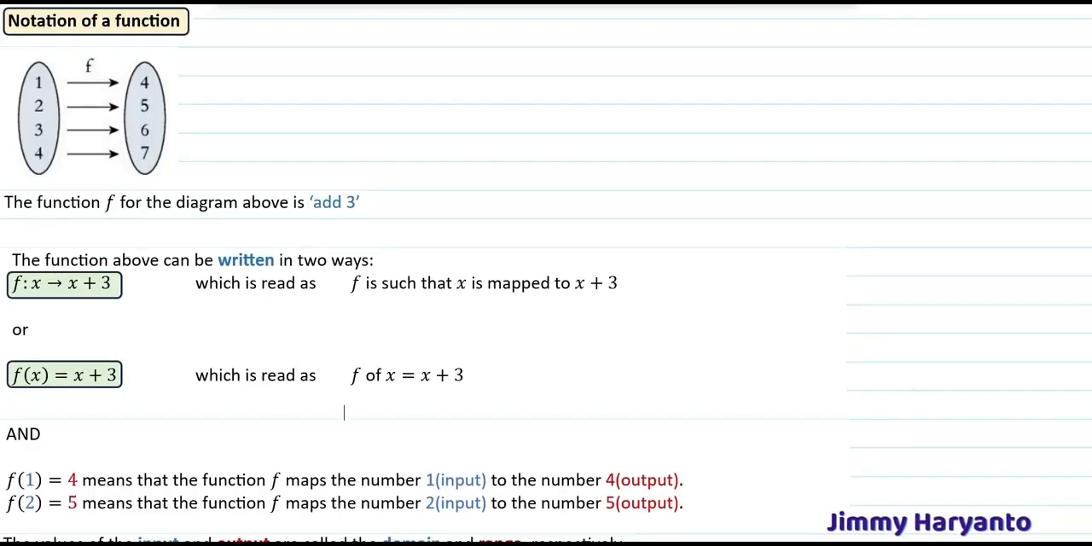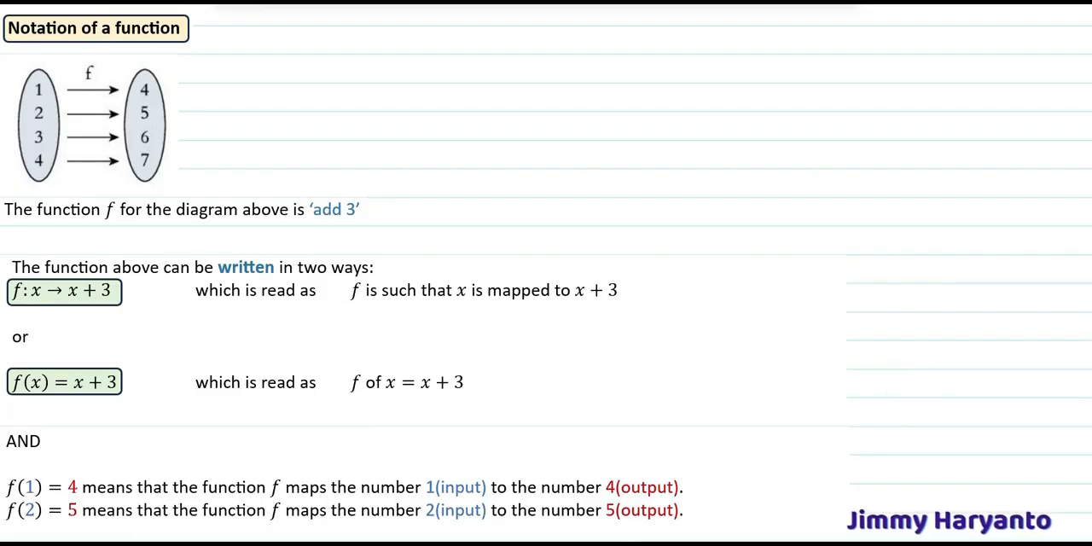And then for this one, the 1 and the 4, you can write it as f in the brackets 1 equals 4. That means the function f will map the value of 1, or we can say that 1 as an input, to the number of 4, or you can say it as an output or the result.